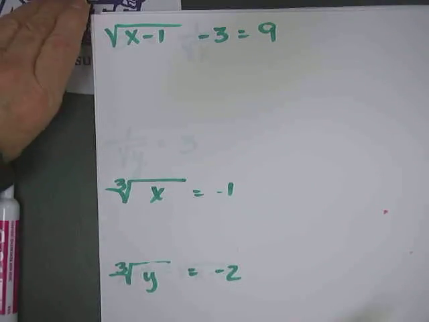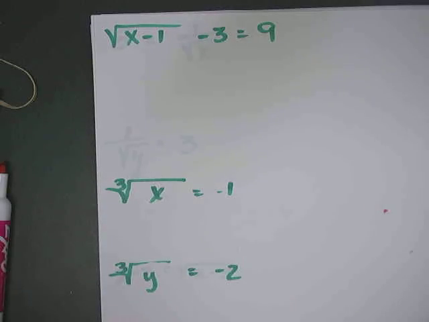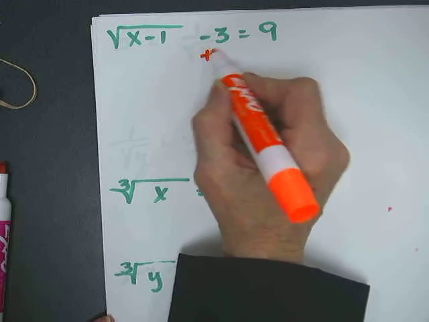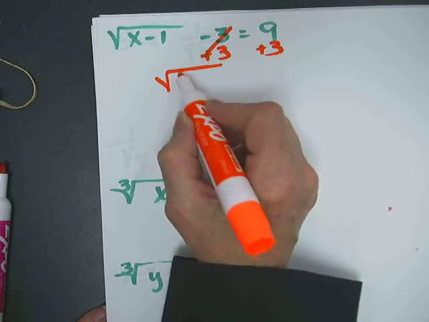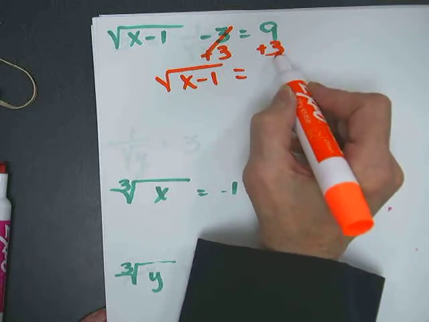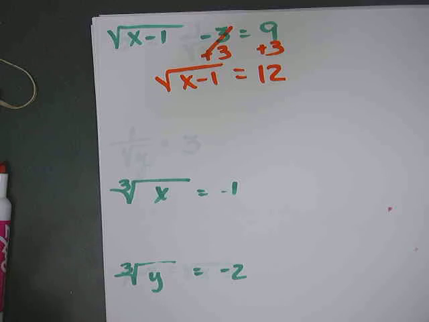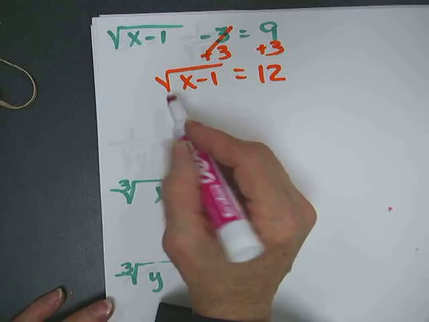Okay. So this one's not really square yet. What do we got to do? Add 3, right? So we have the square root of x minus 1 equals 9 plus 3, which is 12. What do we do now?